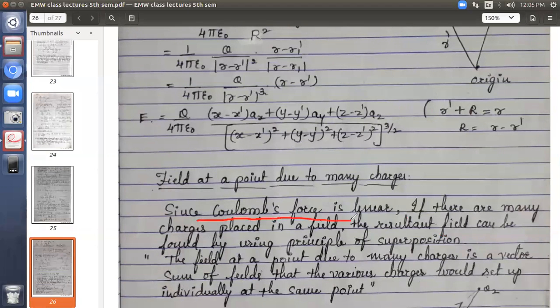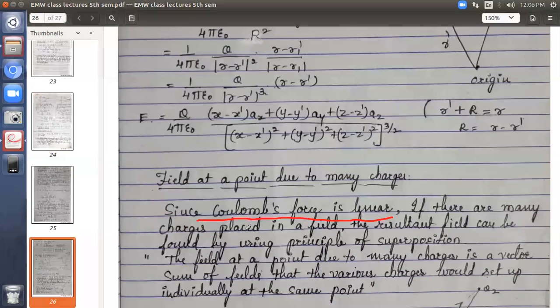Since the Coulomb's force that we calculated is linear in nature, if there are two charges, we know the force formula. If there are many charges, then for each pair of charges, whatever force exists, we have to add all those. So vector addition we have to perform. If there are several charges, I'll explain with a problem. So now you understand that Coulomb's force is linear.